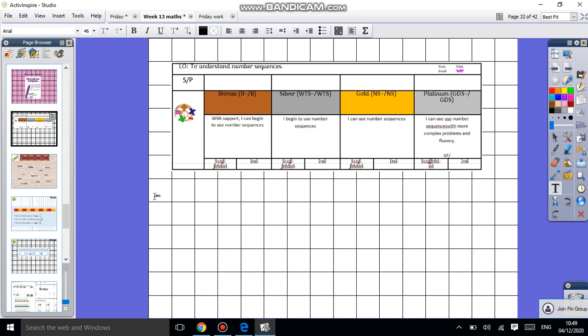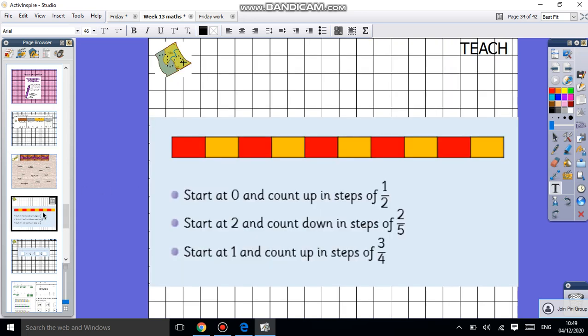Okay everyone, so now it's time for maths. Today we're going to be looking at understanding number sequences using fractions. So let's dive straight in with our number line. And our first question says, starting at 0, count up in steps of a half.